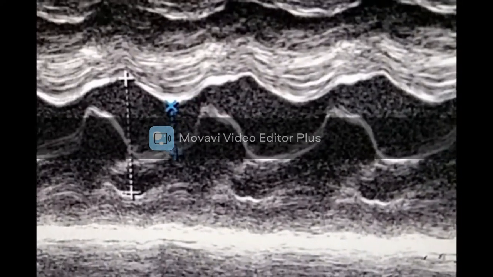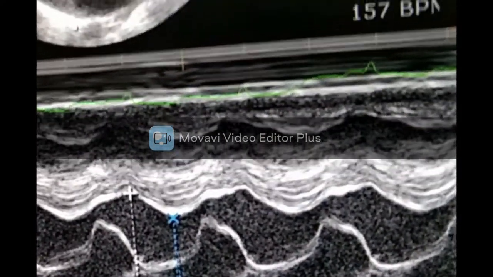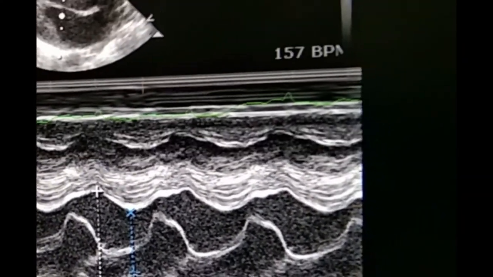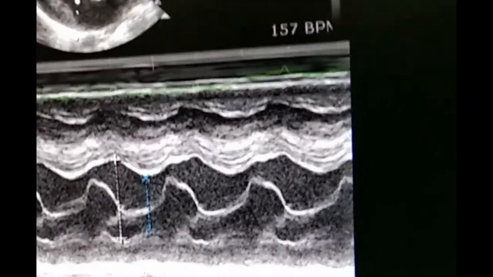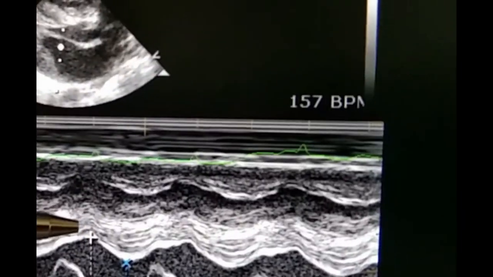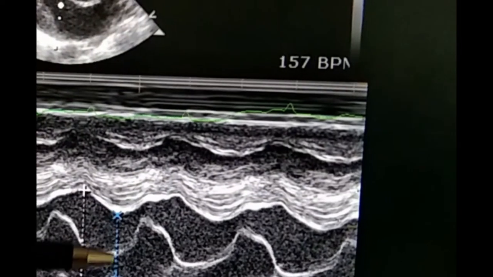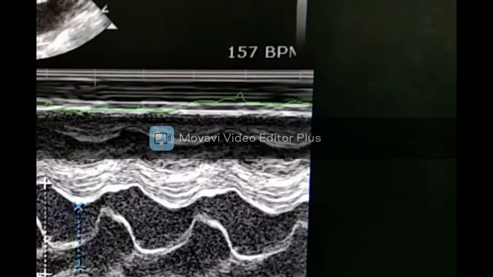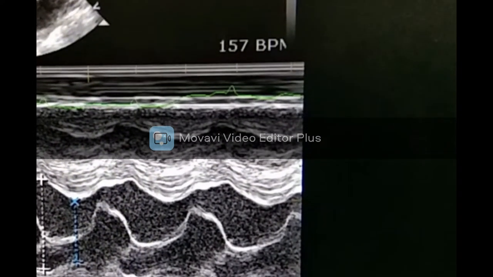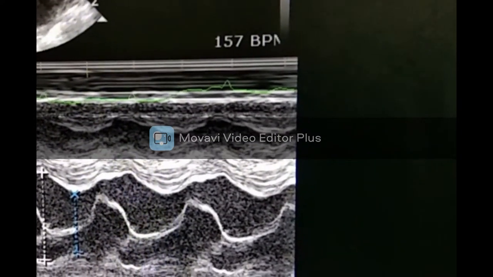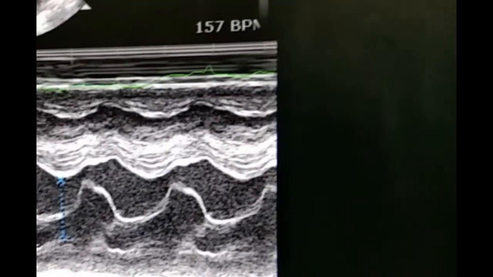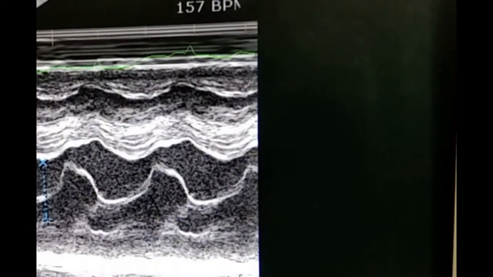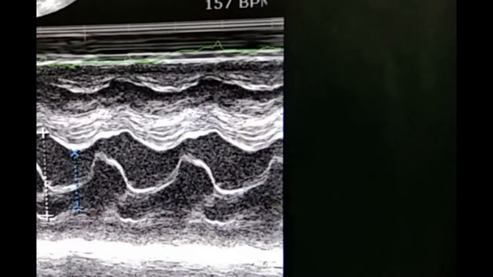You can see this. Even the posterior wall is going up. Right, sir. That is the end systolic dimension. So what you see here, this is the end diastolic dimension and this is the end systolic dimension. End diastolic minus end systolic divided by end diastolic gives you the fractional shortening. When you cube these parameters, you get the ejection fraction. This is one of the ways we use to look at the ejection fraction.